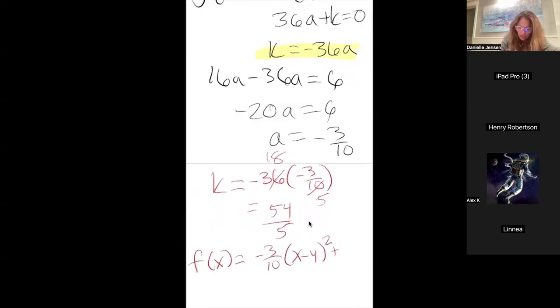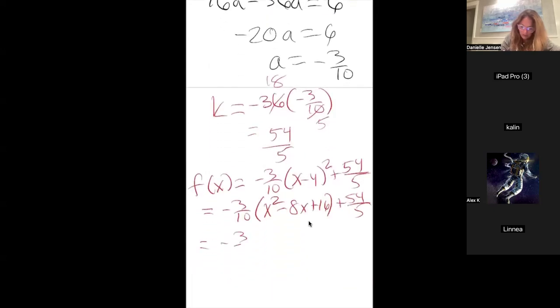4 squared plus 54/5. And would you be able to leave it like that? No, it needs to be in standard form. Again, this is a little bit of a mean problem if I'm asking you to put it in standard form, but you would have to FOIL it out, x squared minus 8x plus 16, multiply by -3/10, and then add 54/5 to the constant term. And then you'd be done.